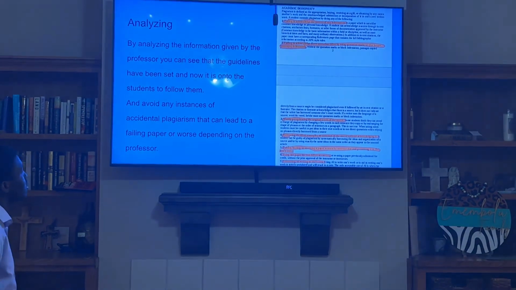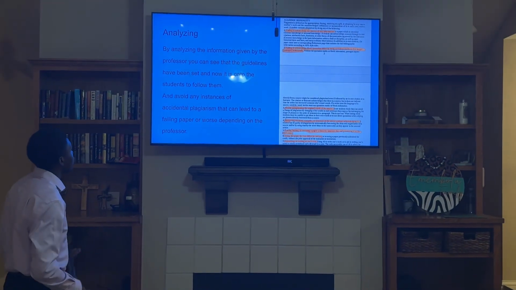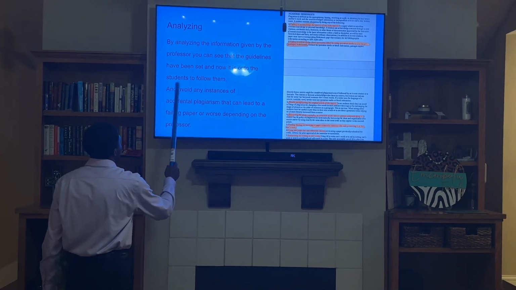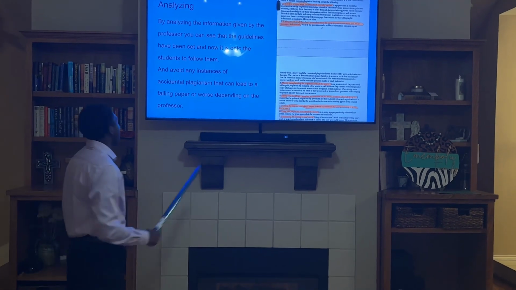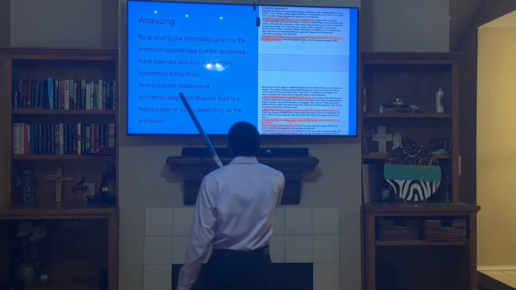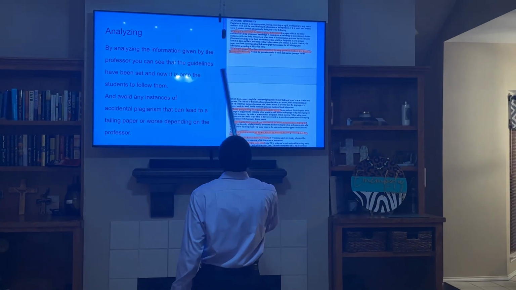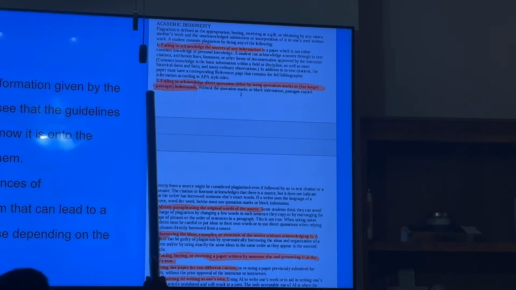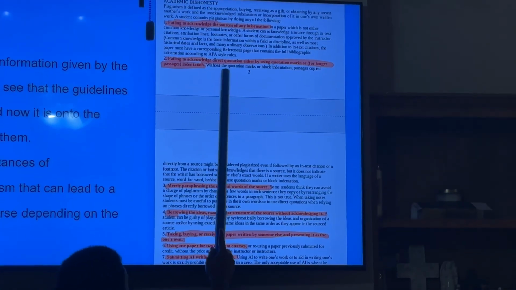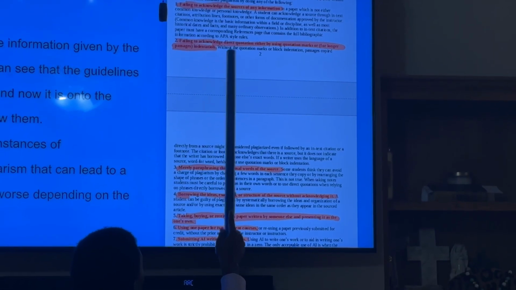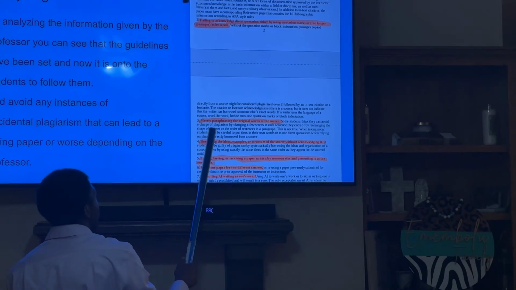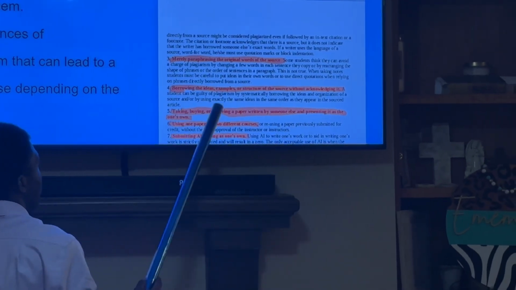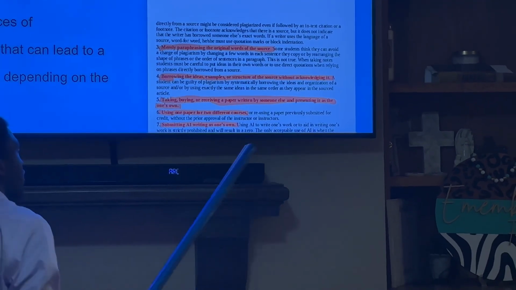You need to analyze the syllabus. By analyzing the information given by the professor, you can see the guidelines set and how it's now on the students to follow these guidelines, and how they have to avoid any instances of academic plagiarism. As you can see, number 1, failing to acknowledge any source of information. Number 2, acknowledging the direct quotation marks. Number 3, paraphrasing. Number 4, borrowing the ideas, examples. And number 5, buying, taking, or receiving a paper, etc.